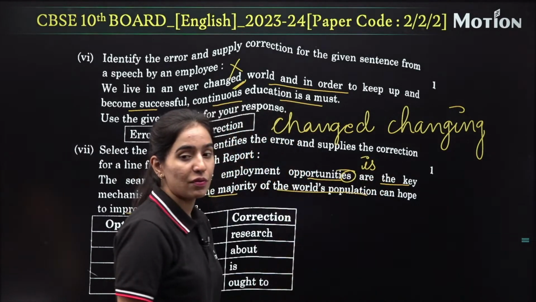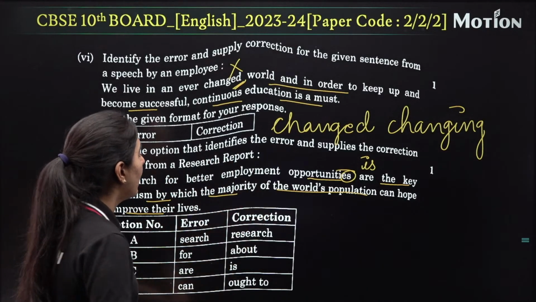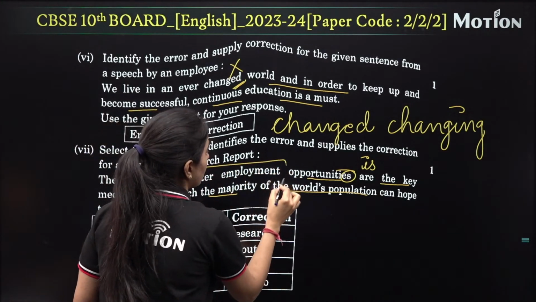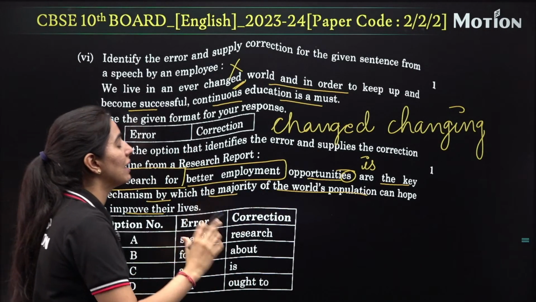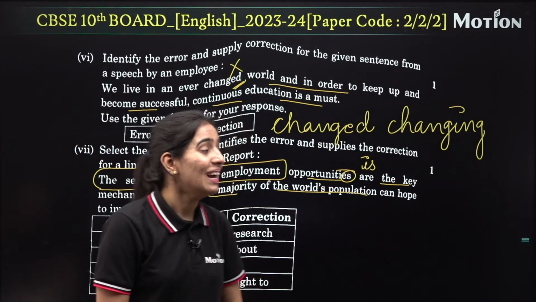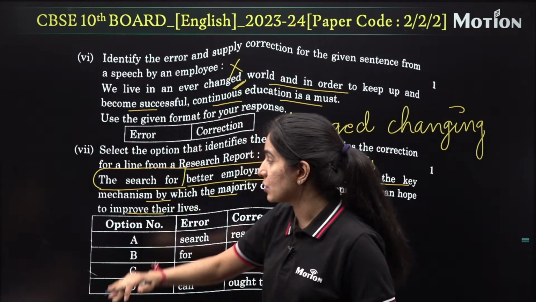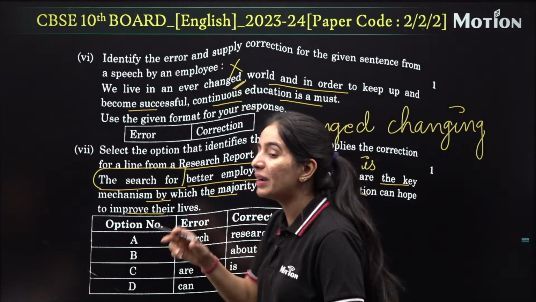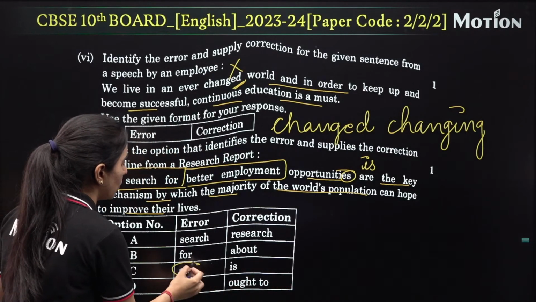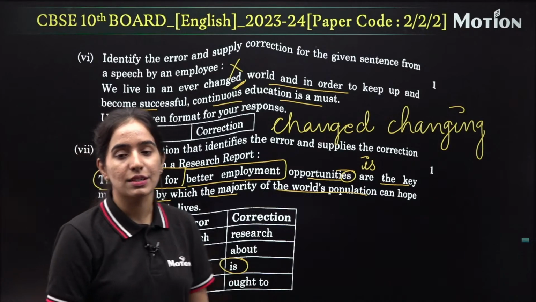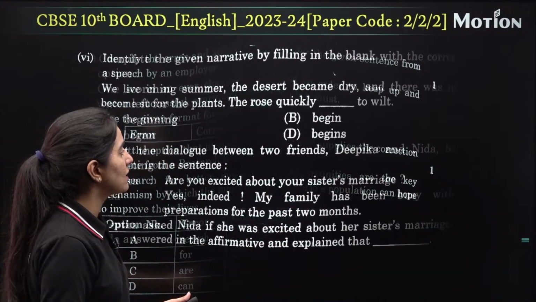Opportunities, yes, it is definitely plural, but the search for better employment, here we are referring to this whole thing. The search for better employment opportunities is the key mechanism by which... So of course the starting part, that is your subject, the search for better employment, is singular. That's why we have to use a singular verb, and the correct answer will be: "are" is wrong and "is" is your correct answer. Okay, clear everyone? I hope your answers are correct.